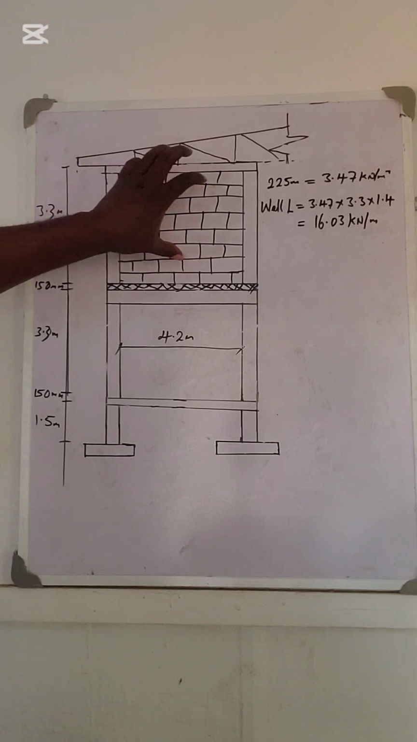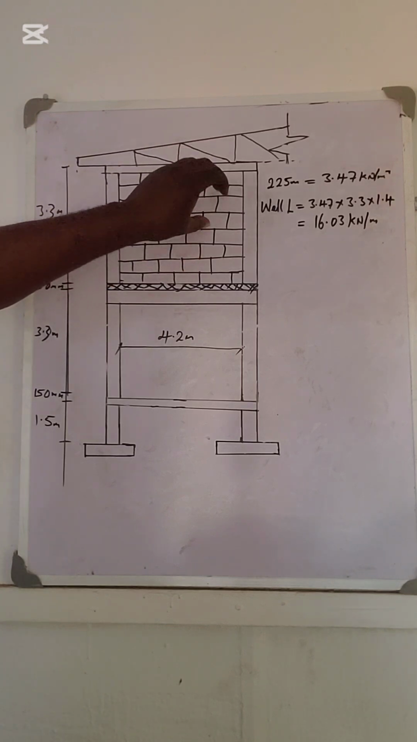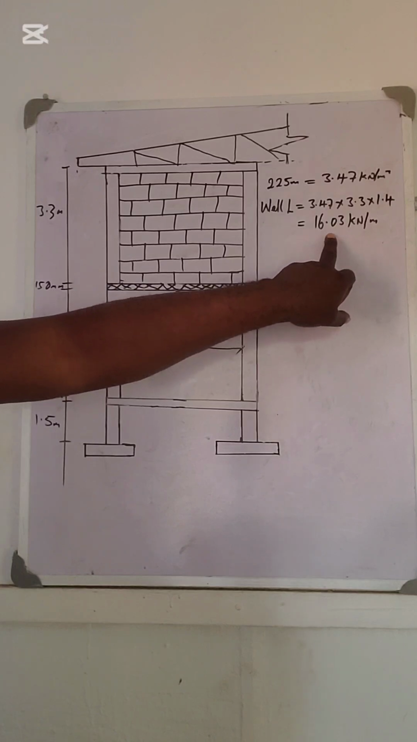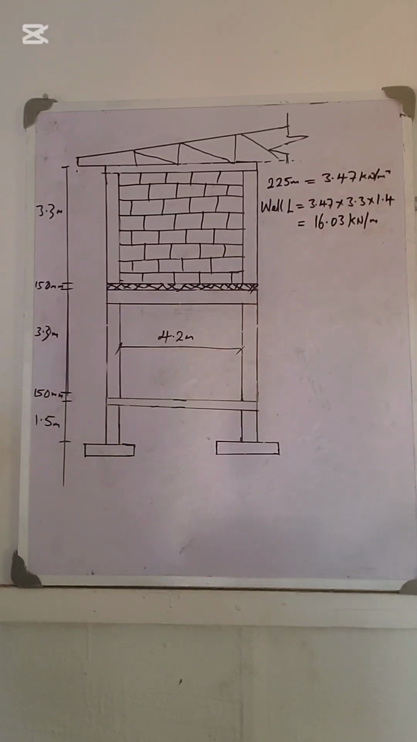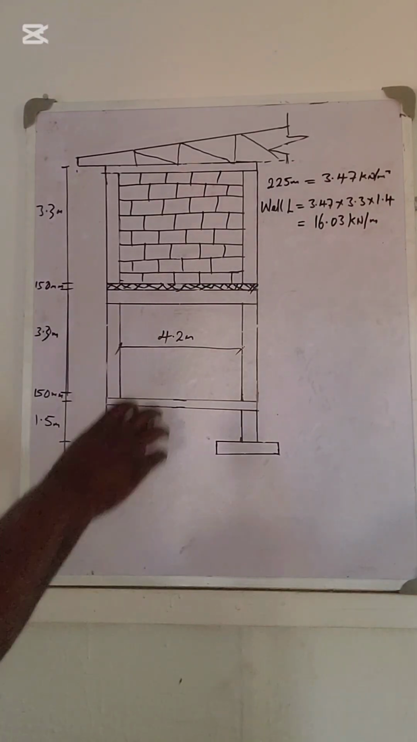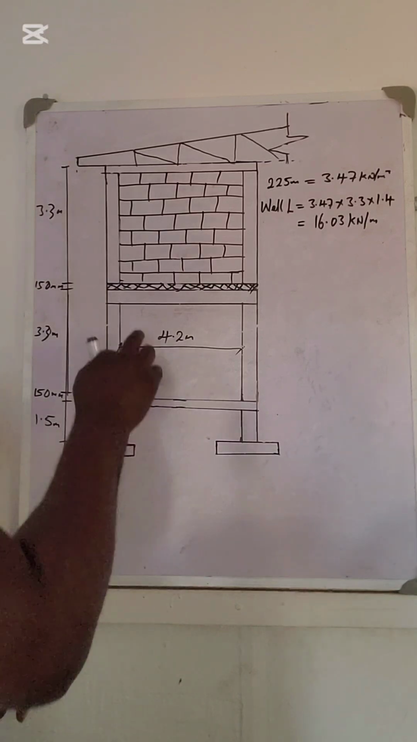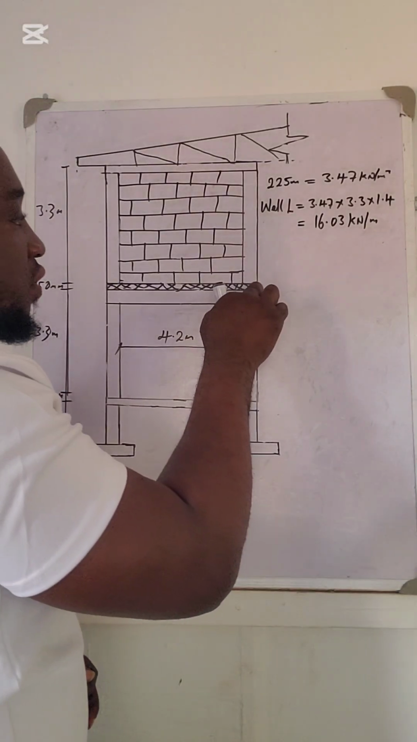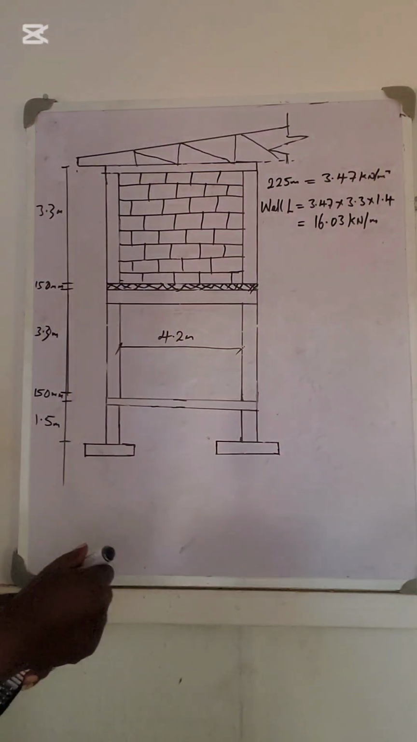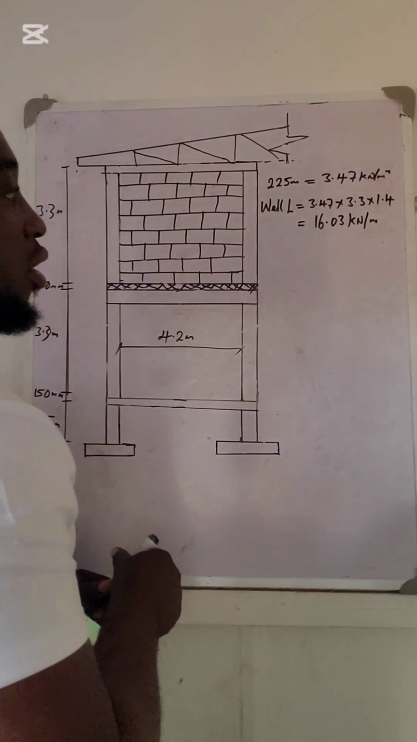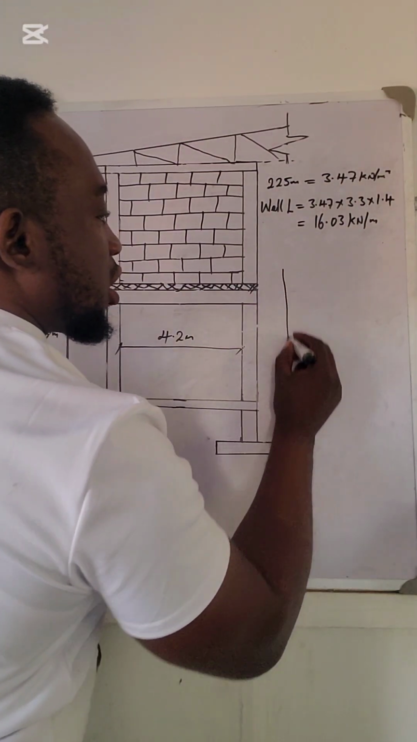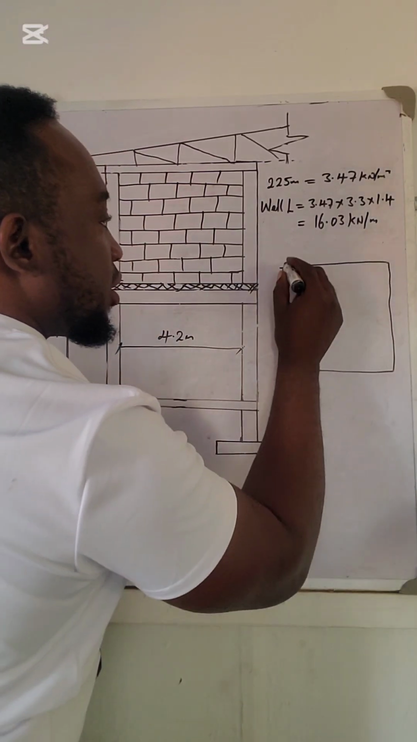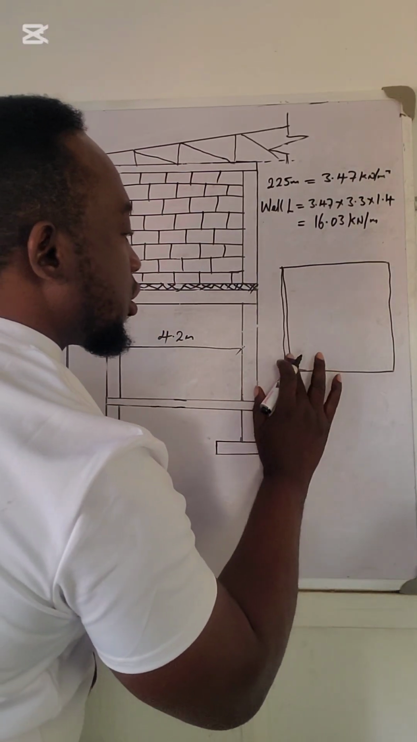It means that the loading from this wall to the beam is 16.03 kilonewton per meter. Now, recall that when you are calculating the loads that will be transferred from the slab to the beam, we have one of our panels.